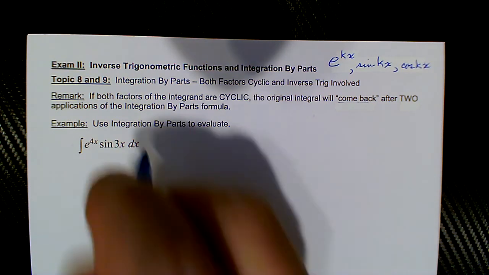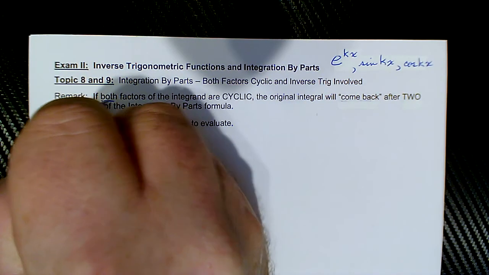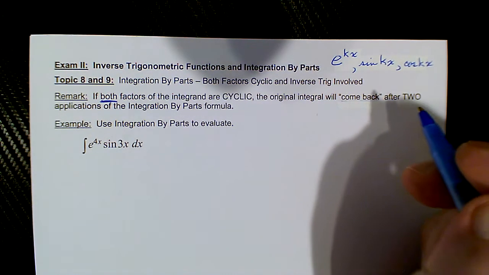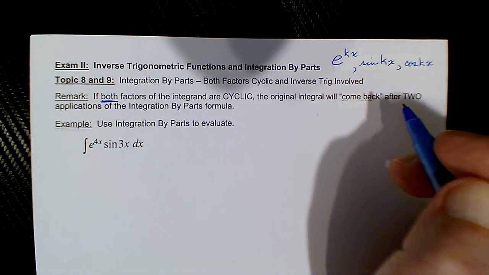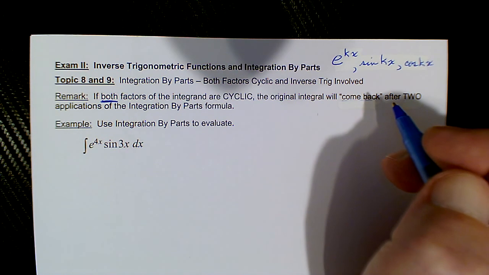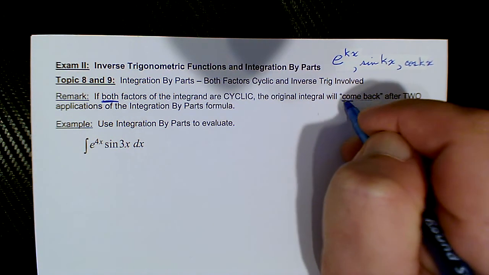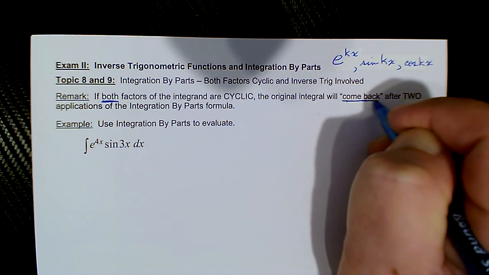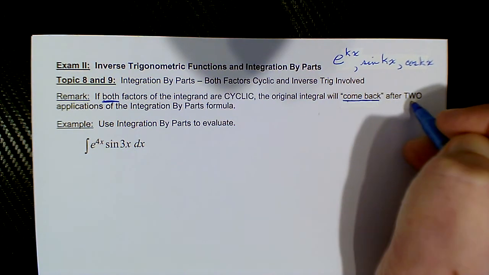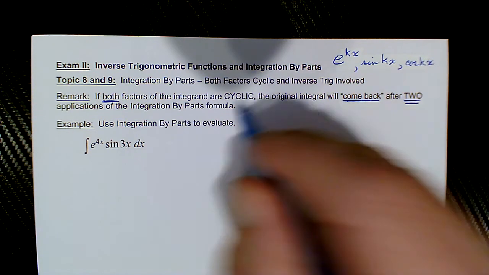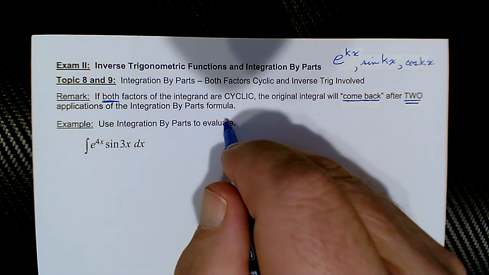And so if both factors of the integrand are cyclic, last time we saw one factor was cyclic and one was a polynomial, and we used the tabular method. But here, if both factors of the integrand are cyclic, then the original integral is going to come back to us. It'll reappear. And that will be after two applications of the integration by parts formula, as is mentioned in a little remark.